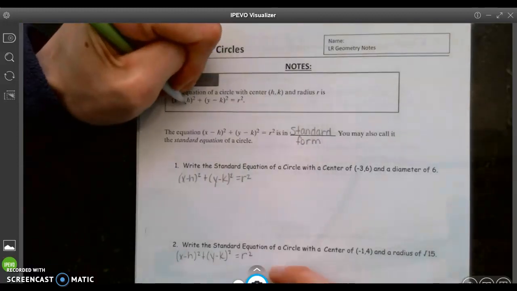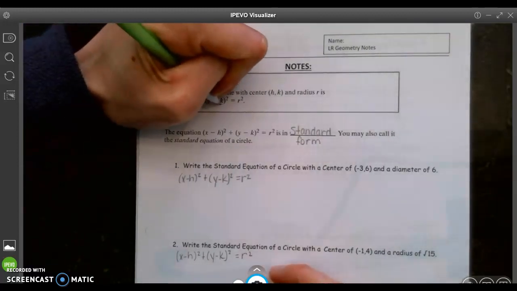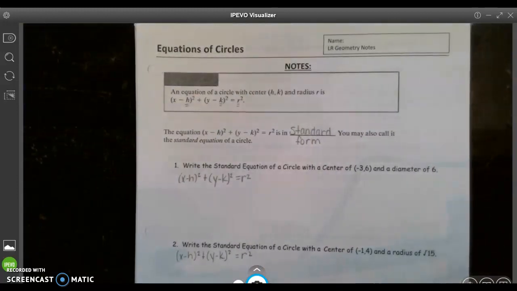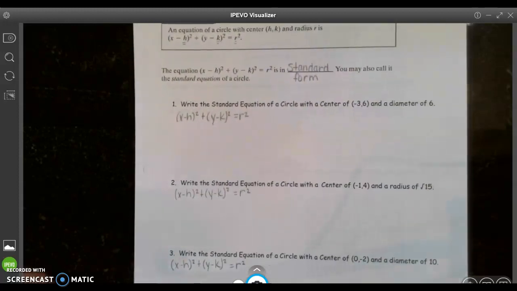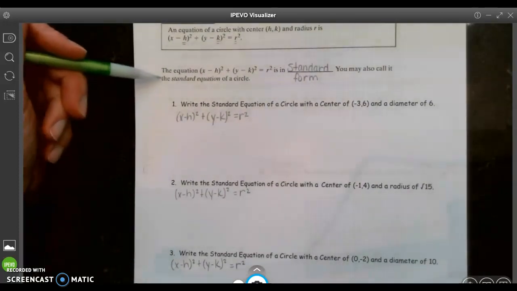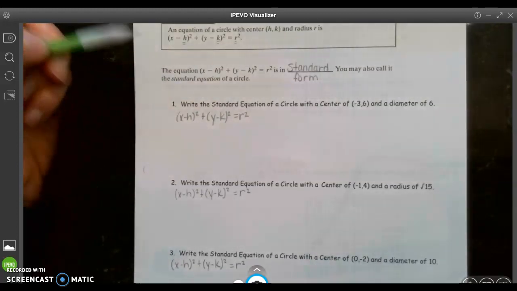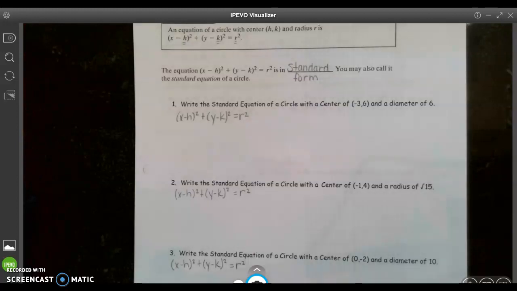So these letters h, k, and r are going to have numbers in them, and that's going to tell us where the center of the circle is and what the radius of the circle is. Really, this right here just says the same thing. The equation of the circle, the quantity x minus h squared plus the quantity y minus k squared equals r squared, is in standard form. We can also call it the standard equation of a circle instead of the standard form of a circle.